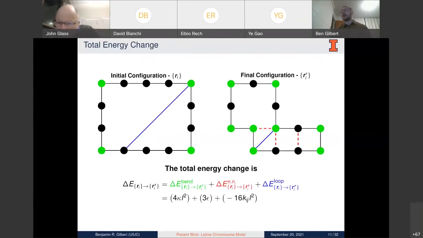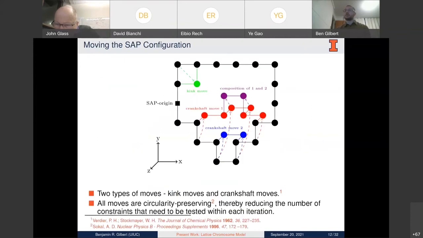So here's an example of that, and we can see the bending energies are highlighted in green at all these corners. The nearest neighbor interactions show up in the final configuration on the right, where these monomers are adjacent to each other. And then we also have these looping interactions that are highlighted in blue in both of the cases. And those all together give you the change in energy.